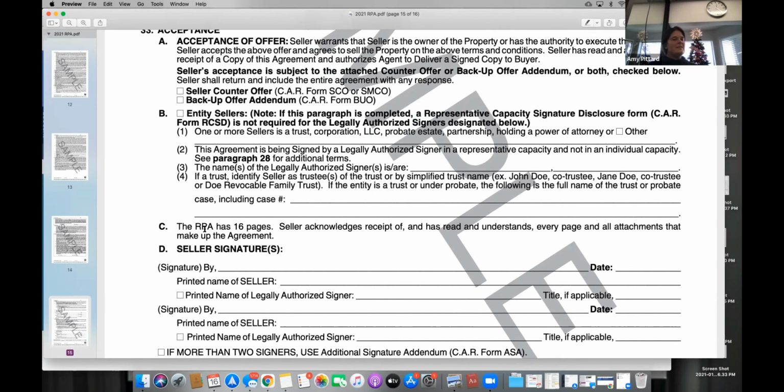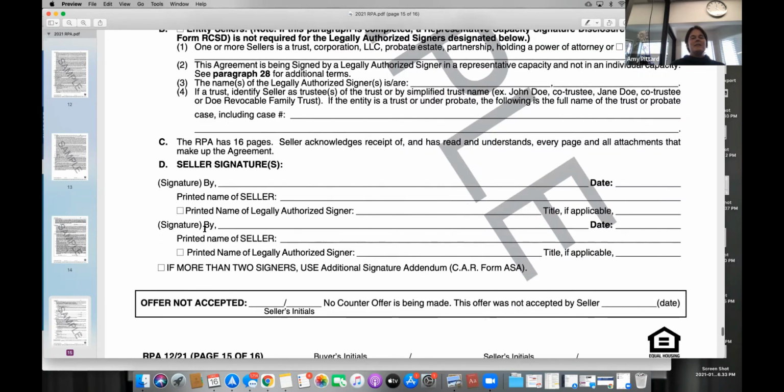The RPA has 16 pages. Seller acknowledges receipt of and has read and understands every page and all attachments that make up this agreement. And then the seller signs. And same thing here, if it's an entity, the name of the entity goes on the printed name of seller. We're going to check the box for the printed name of legally authorized signer, put their name there and their title if applicable, and then they're going to sign on the next line.